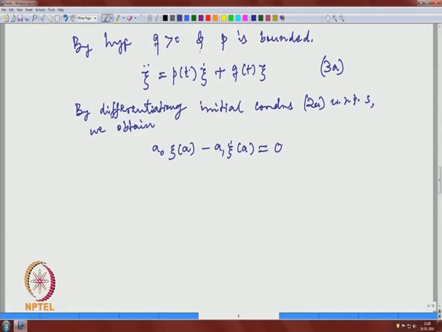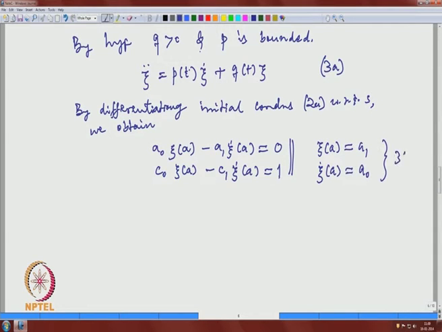So, alpha does not depend on S. So, we get C0 J of A minus C1 J dot of A, and there is an S here. So, when I differentiate with respect to S, I will get 1. And by our choice of C0, you immediately see that if you solve these two equations, you get J of A is equal to A1 and J dot of A is equal to A0. So, let me call this 3B.